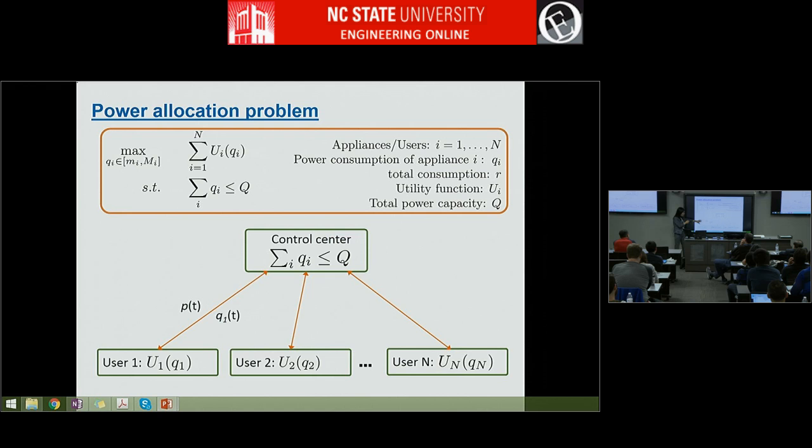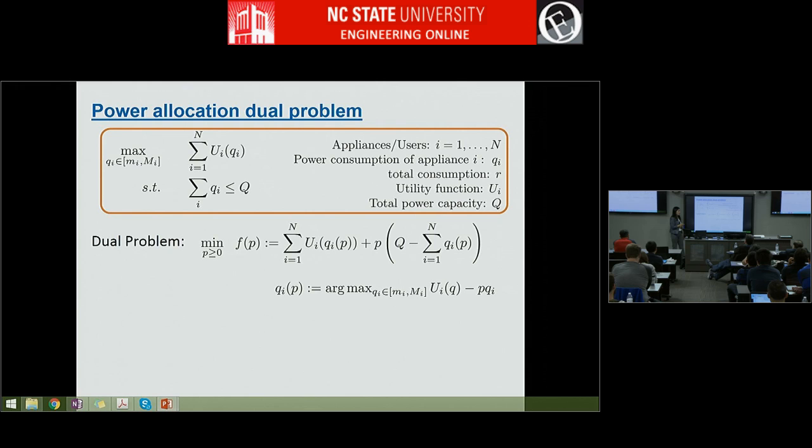With two-way communication, the control center sends some price information or coordination signal, and each person can report some consumption signal back. So that's the setup we have. If we look at the problem, as I said, it is a very simple and standard textbook problem, and people can use the standard dual algorithm to do it.